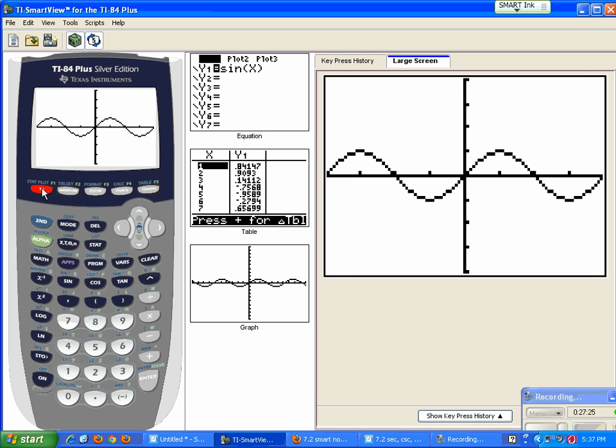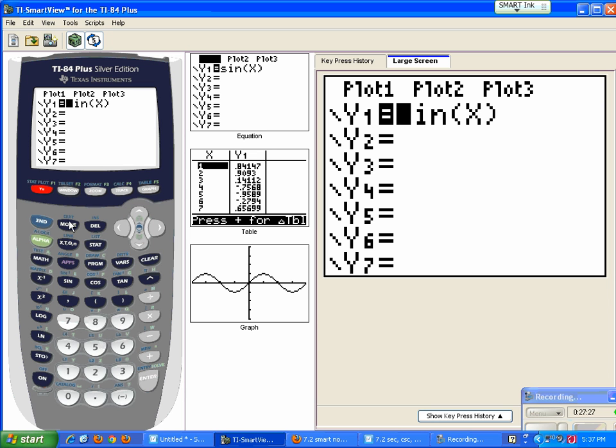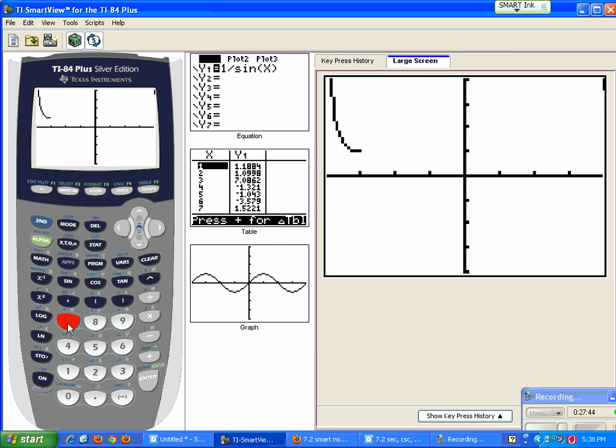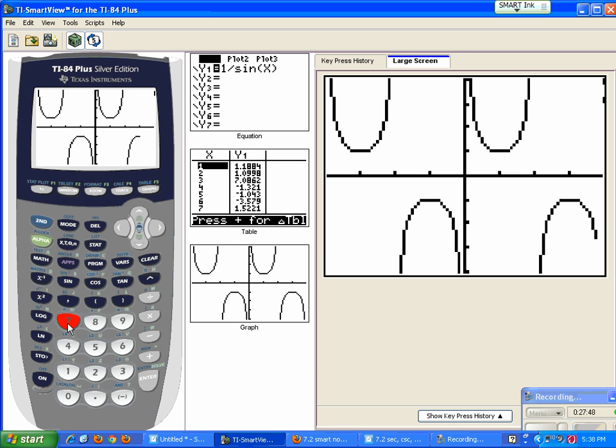So if I also go to my graph, if I want to do my reciprocal functions, I can do 1 divided by the sine of x. So if I do 1 divided by the sine of x, remember that this means that we're going to be graphing the cosecant function. So if I hit graph now, or zoom 7 first, and graph, this is what my graph looks like.